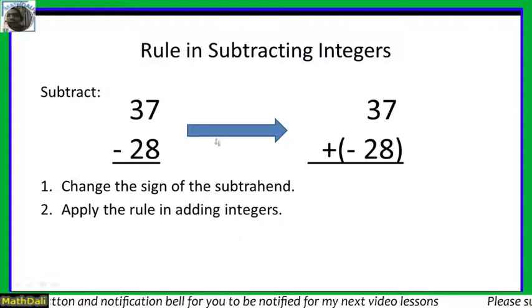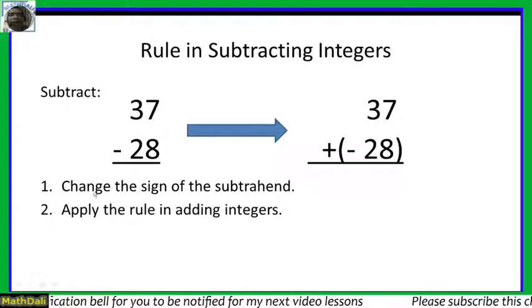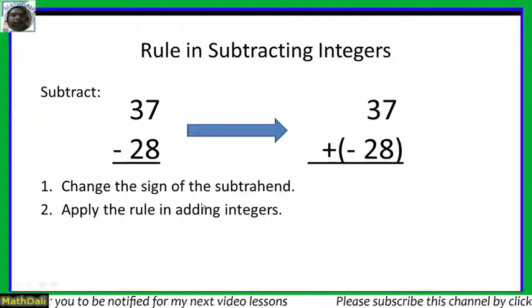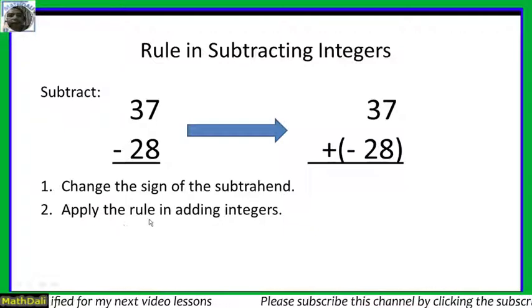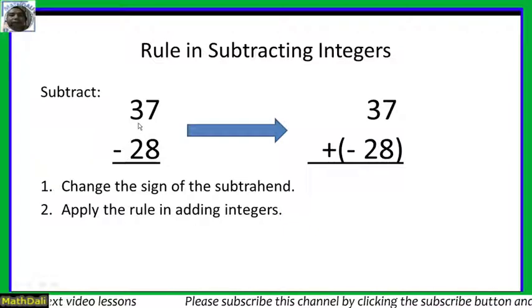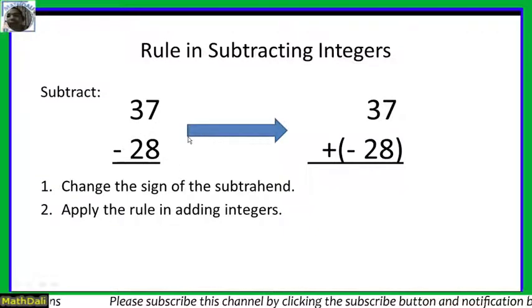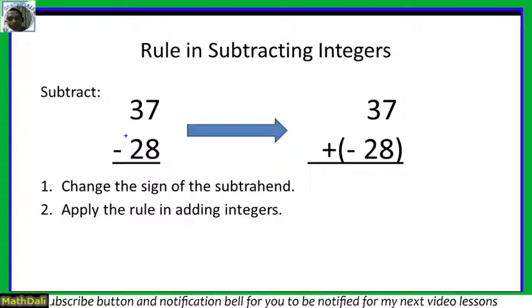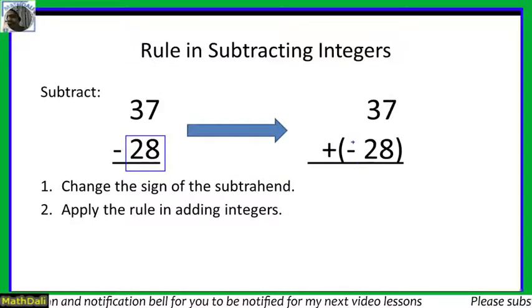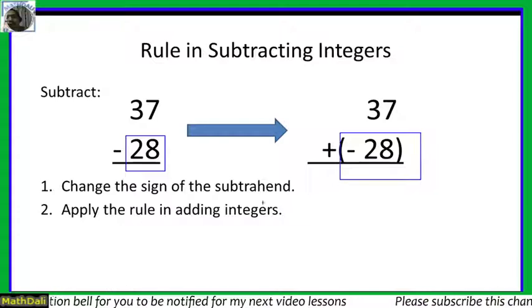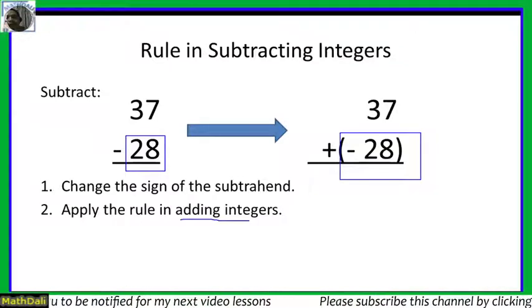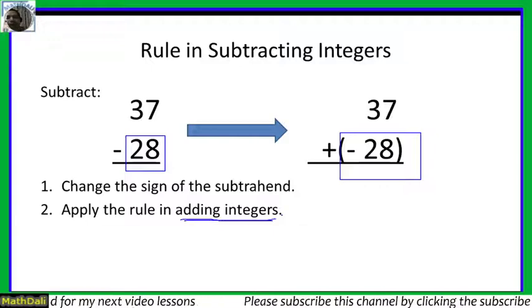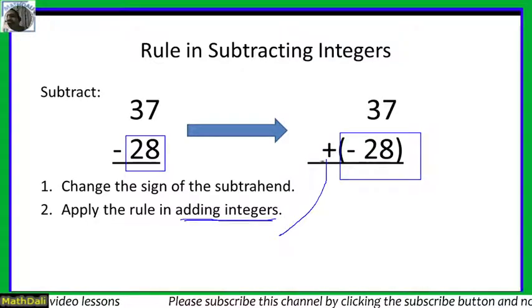Yan. Okay, so rules in subtracting integers. So, let us set this. Change the sign of the subtrahend. And we're going to apply the rules in adding integers. So, ito yung given natin, 37 minus 28. Makikita natin dito sa gawing kanan na bago yung sign ng ating positive 28. So, this positive 28 becomes negative 28. Pero anong nangyari sa operation? Yan. We're going to apply the rules in adding integers. So, kaya yan. Naging positive.